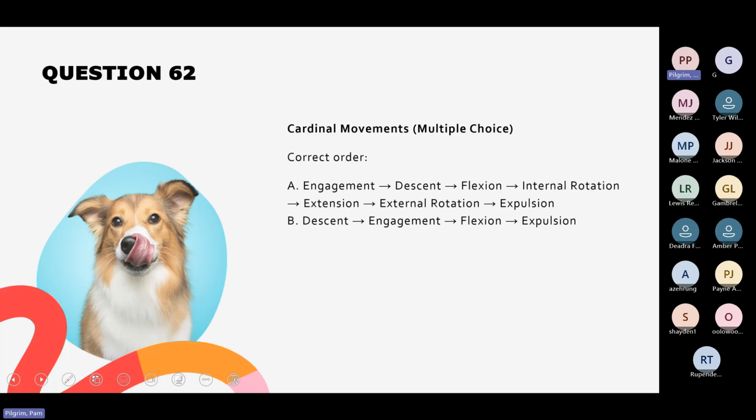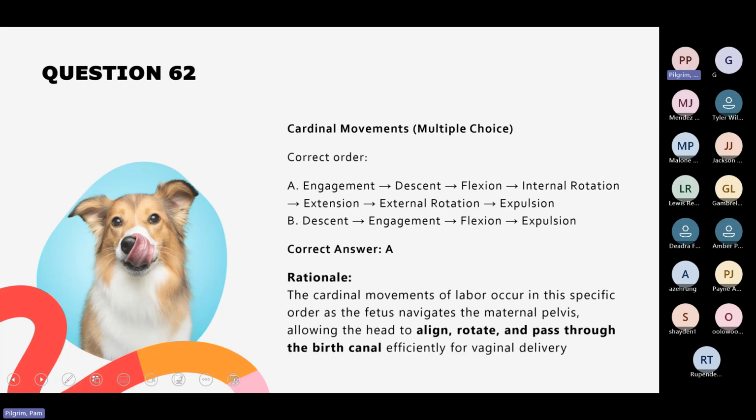The cardinal movements are the movements that the baby makes as they're being born. Which is the right set? A or B? The correct order. All right. The answer is A.